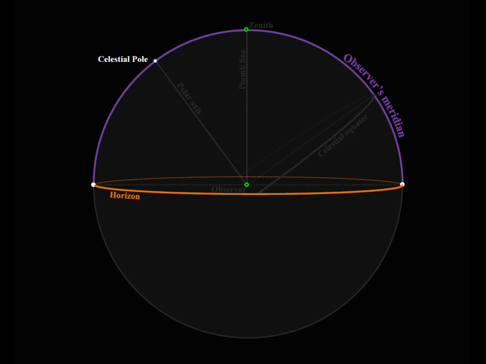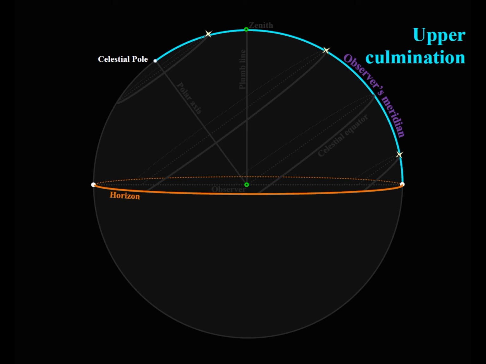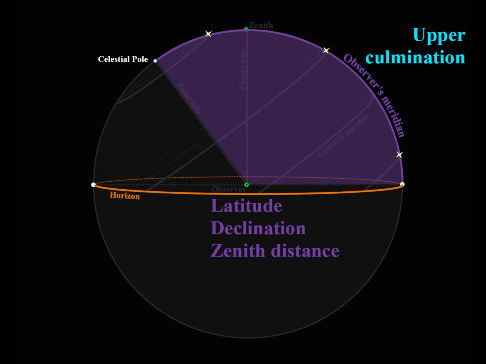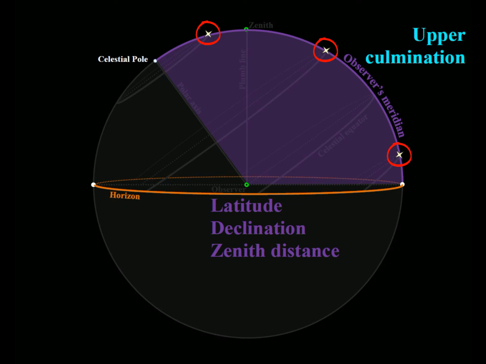It doesn't matter which hemisphere, northern or southern, you are in. Upper culmination occurs when a star crosses that part of the observer's meridian. At the moment of upper culmination, latitude, declination and zenith distance are in the same plane. There are three general cases of upper culmination.